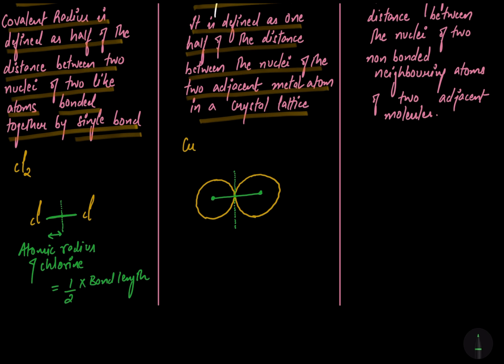So, I'm writing crystal radius of copper atom will be equal to half into internuclear distance.